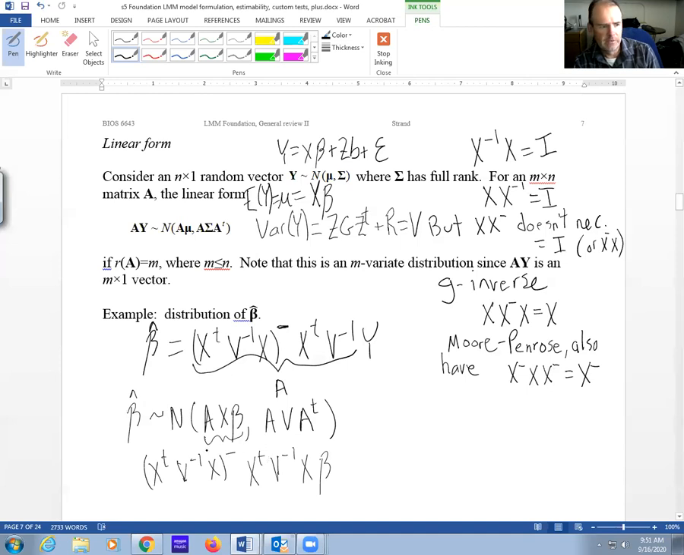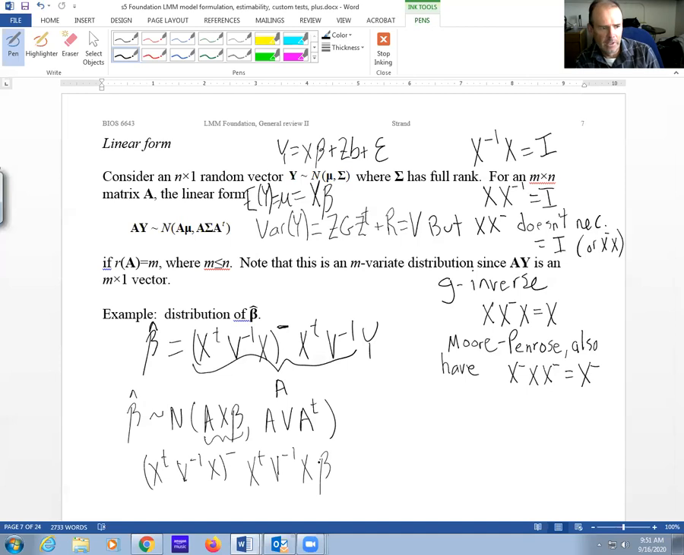Now, if X has full rank and this becomes a regular inverse, then that stuff will all become I, so it'll be I times beta and it'll be beta. But we can't make that assumption. So that's actually how you have to leave it. That's the mean.